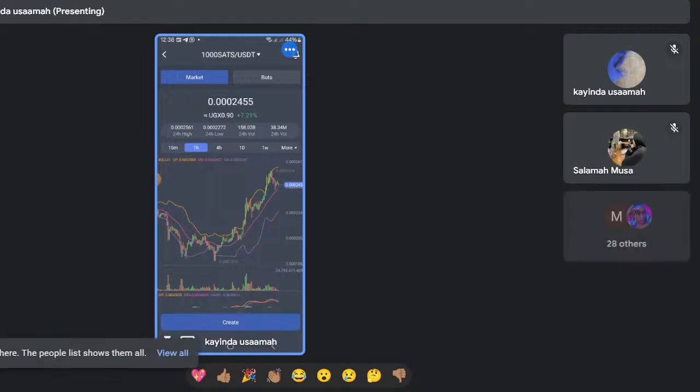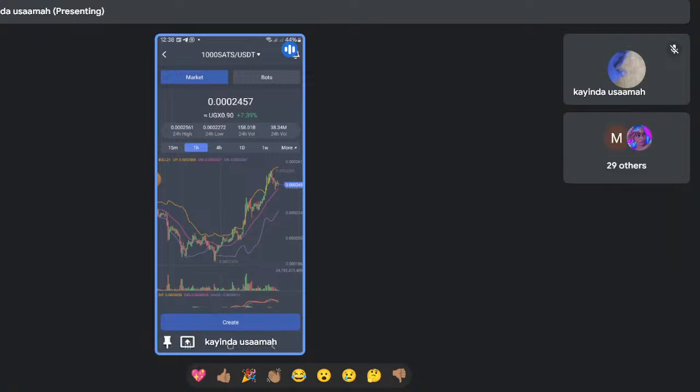So coins are trading, the market is not your friend and it's not your enemy. So when you open any coin, this is what it looks like.